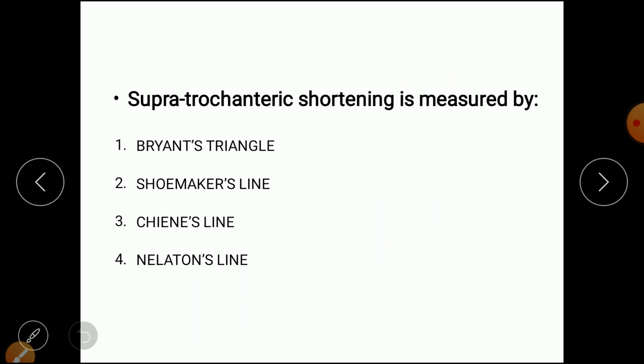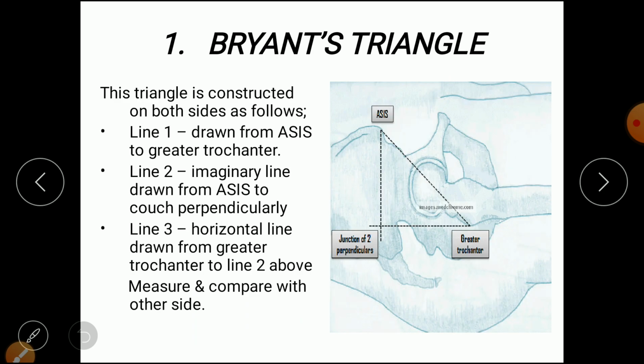So how to measure supratrochanteric shortening? First is Bryant's triangle, then Shoemaker's line, Chiene's line, and Nelaton's line. First is Bryant's triangle. This triangle is constructed on both sides as follows. First, palpate the ASIS, and from the ASIS draw one line up to the GT, that is the greater trochanter. Then an imaginary line is drawn from the ASIS to the couch perpendicularly. Third is a horizontal line drawn from the greater trochanter to the line above; measure and compare with the other side.